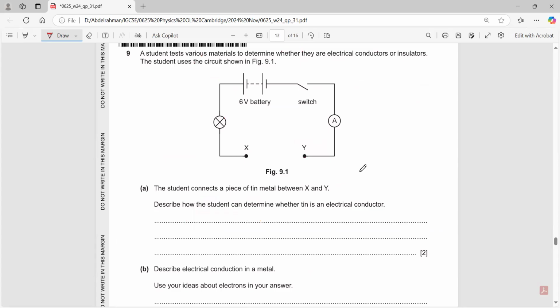A student, instead of saying banknotes, can I say money? Yes, you can. Okay. A student tests various materials to determine whether they are electrical conductors or insulators.